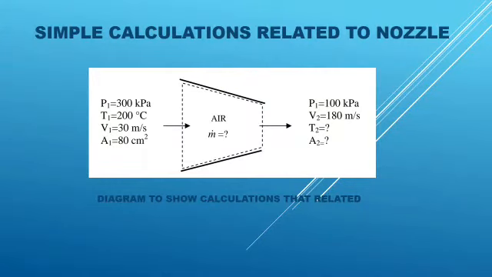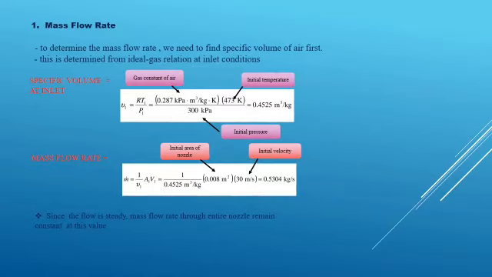Hello. Okay, today we will continue to discuss simple calculation related to nozzle. Firstly, this is a diagram that shows calculation related to nozzle. We have pressure, temperature, velocity and area. First of all, we will learn how to calculate mass flow rate. Firstly, we need to find specific volume of air first. This is determined from ideal gas relation in inlet condition.